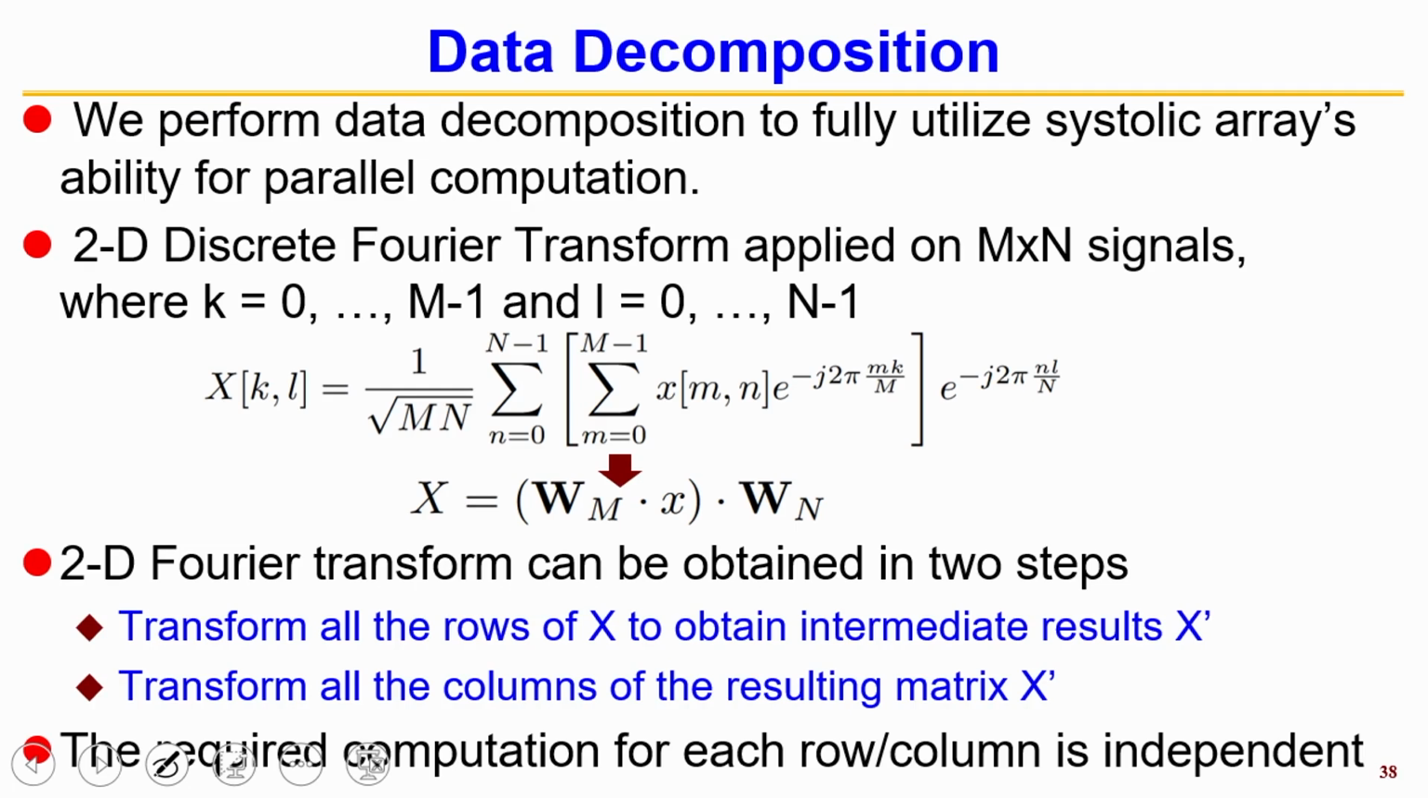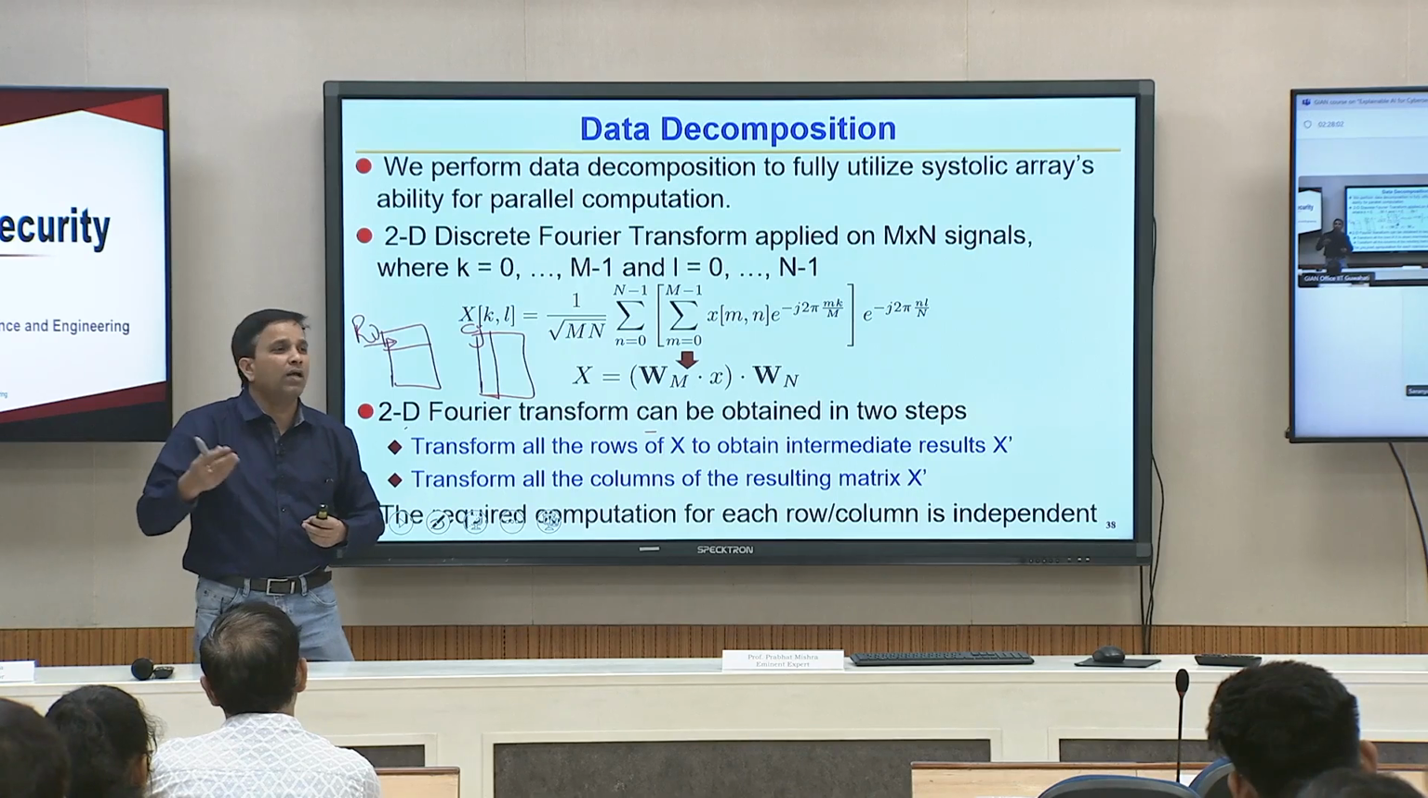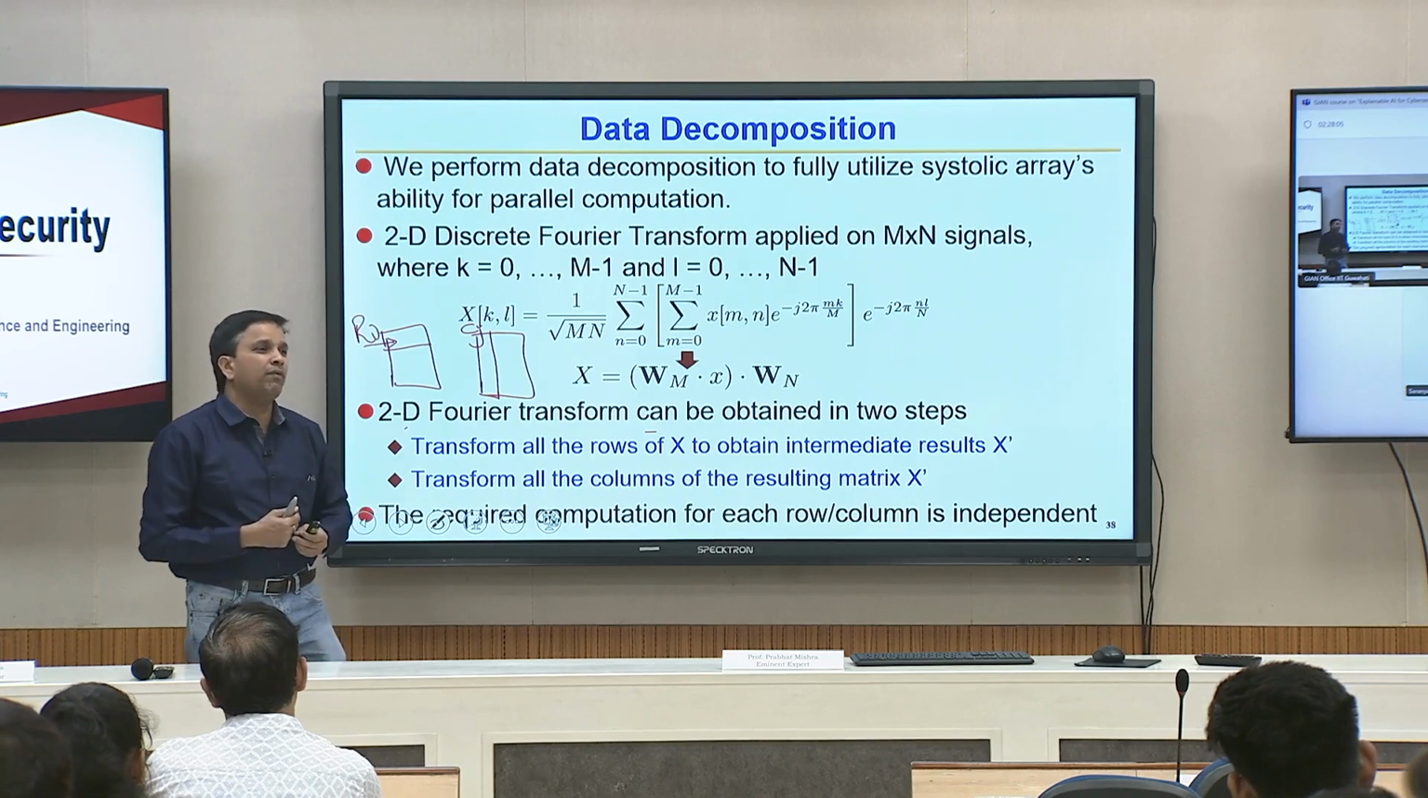Think of matrices and forget about this equation. We have a bunch of matrices: transform all the rows of X input to obtain the intermediate result X prime, and then transform all the columns of the resulting matrix X prime. So each row i and column j is what we are obtaining, and what we are able to show through these equations is that these operations on the rows and columns are independent. Therefore, you can perform them in parallel.